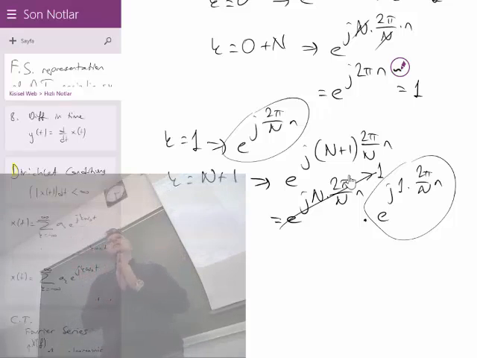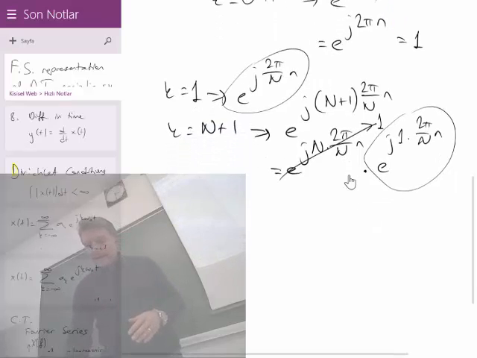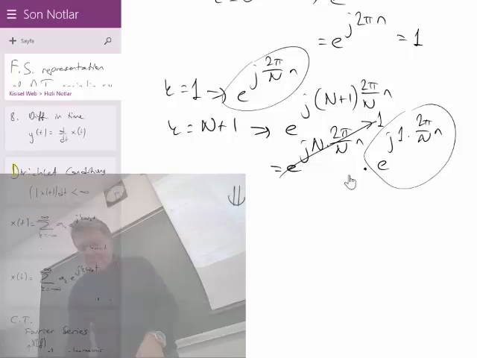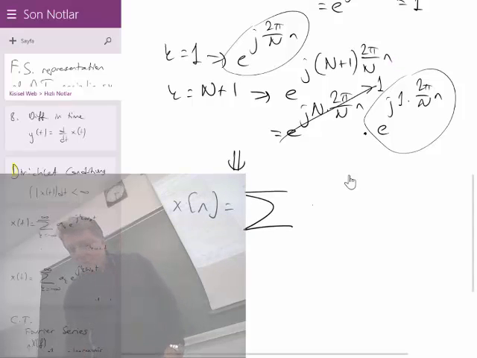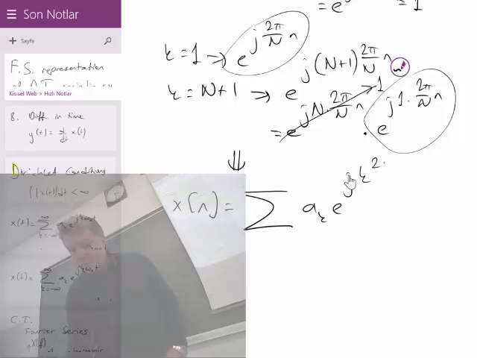So the number of harmonics is limited here. They are repeating themselves always. And we have to limit our summation of a k e to the j k 2 pi over N times n in a summation running index from, let's say, k equal to 0 to N minus 1.